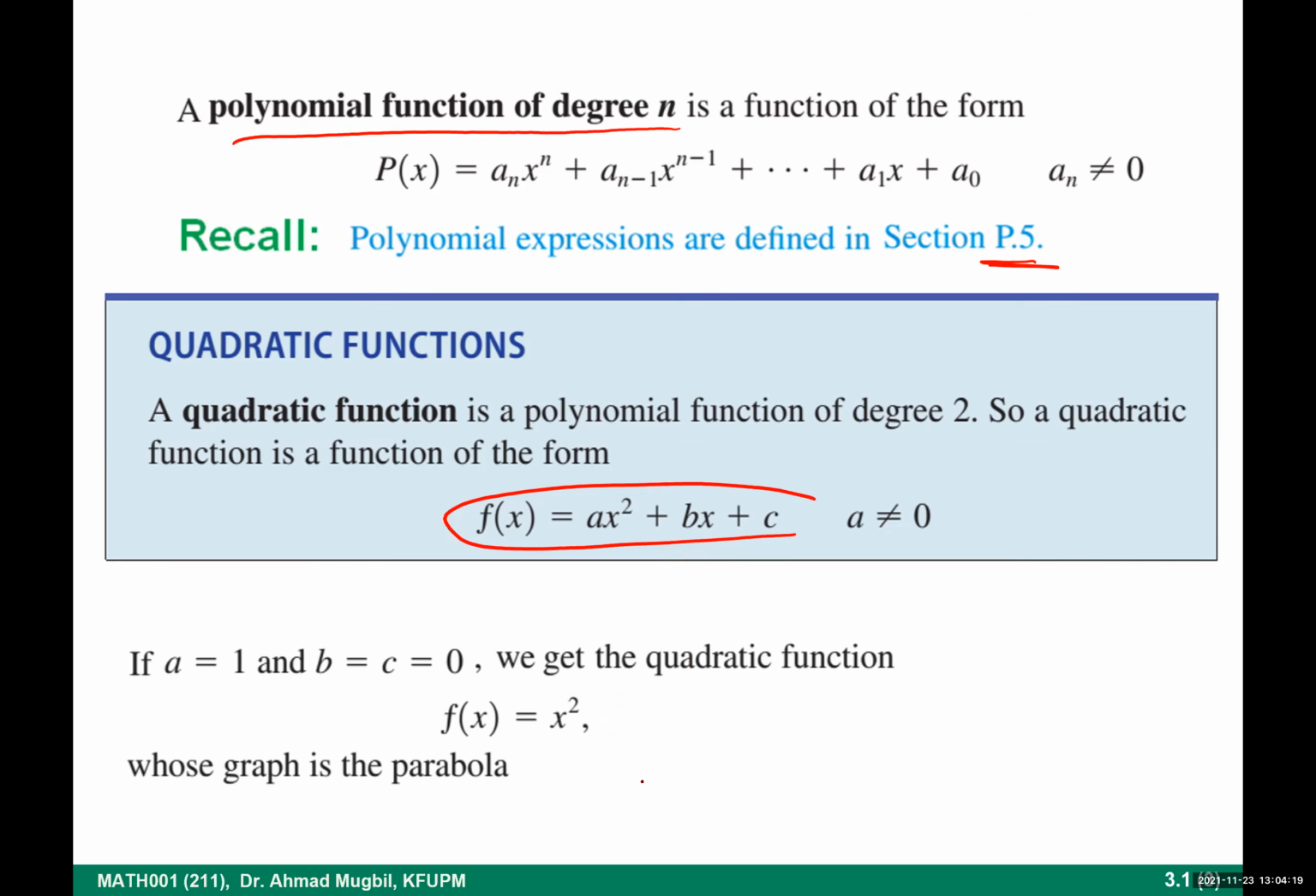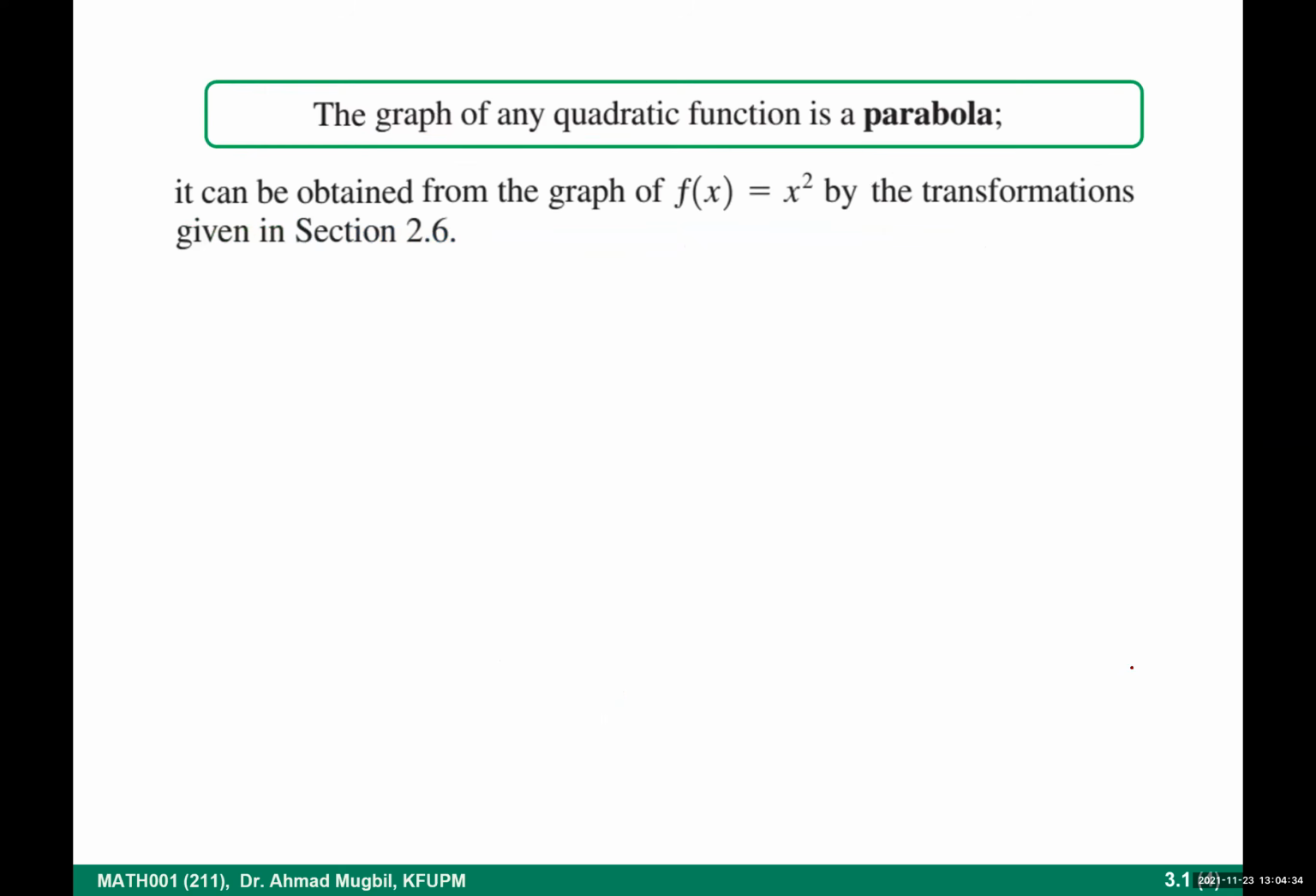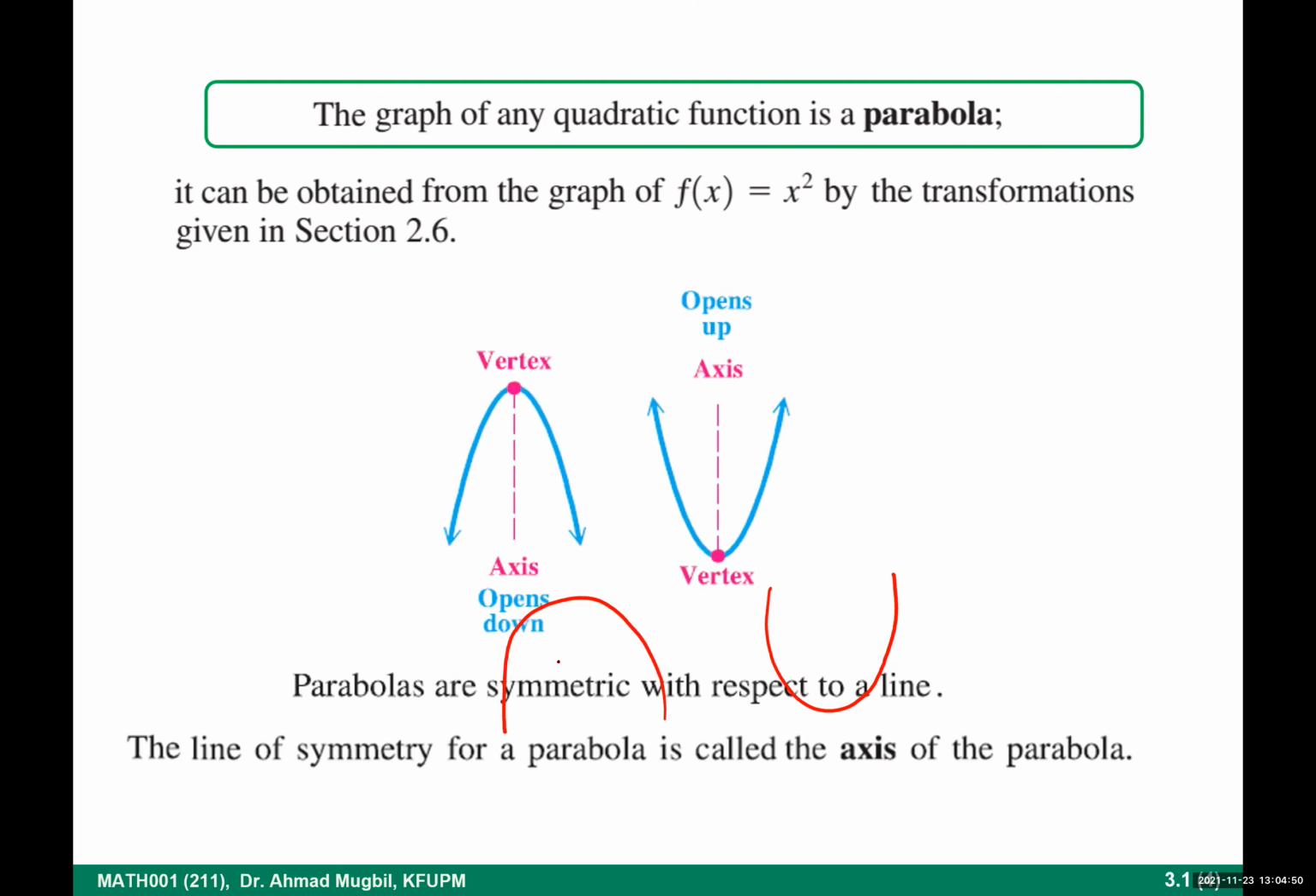And you know that the graph of x squared is a parabola like this. So now all the quadratic functions will have this graph, but just shifted up or down, reflected, and so on. So we have this amazing fact: the graph of any quadratic function is a parabola. And we will focus on the parabolas that open up or down.